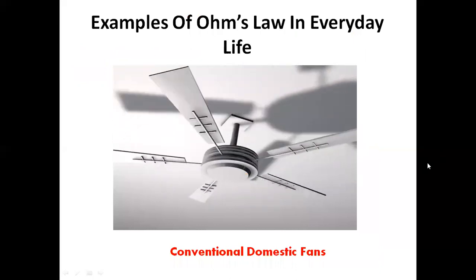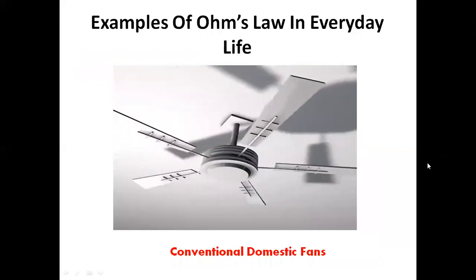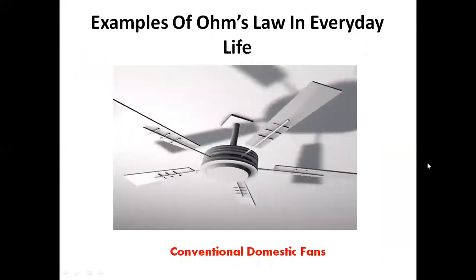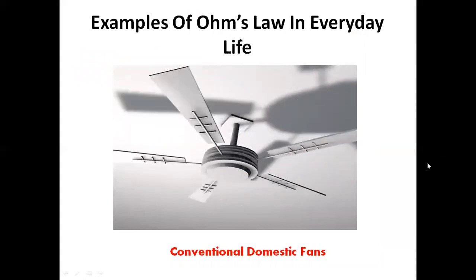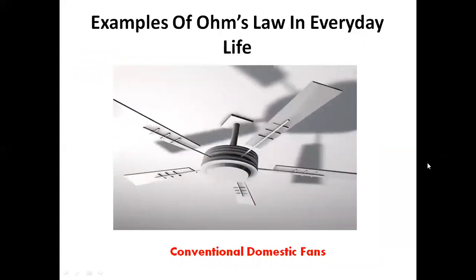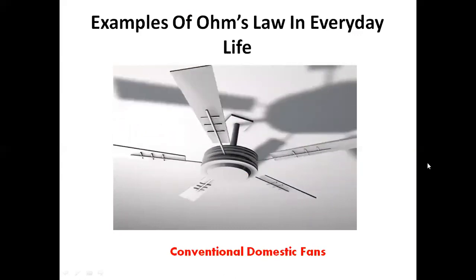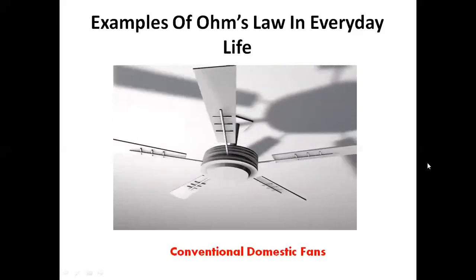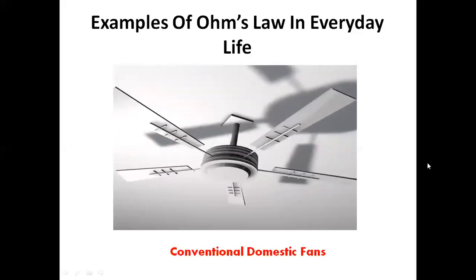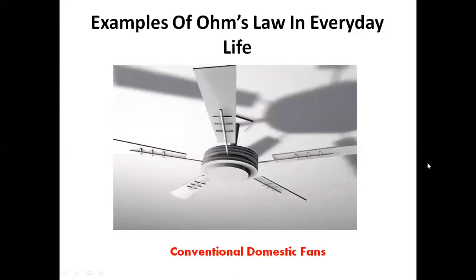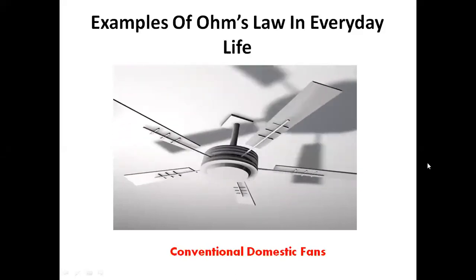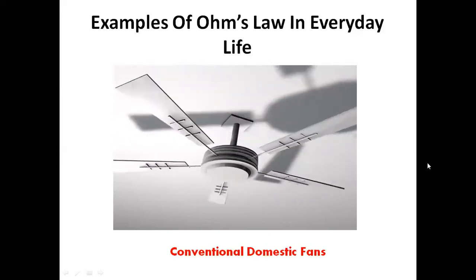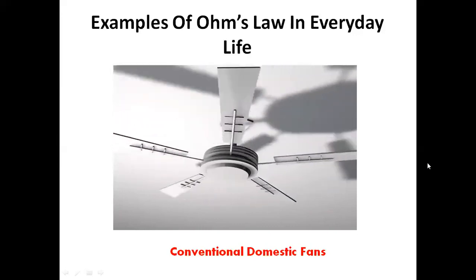Another example of Ohm's law in our everyday life is the conventional domestic fan. In a conventional domestic fan, we can control the speed of the fan at our homes by moving the regulator to and fro. Here, the current flowing through the fan is controlled by regulating the resistance through the regulator for any specific value of the input. We can calculate the resistance, current, and power using Ohm's law.